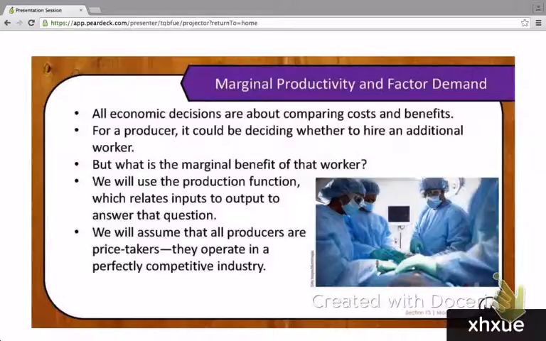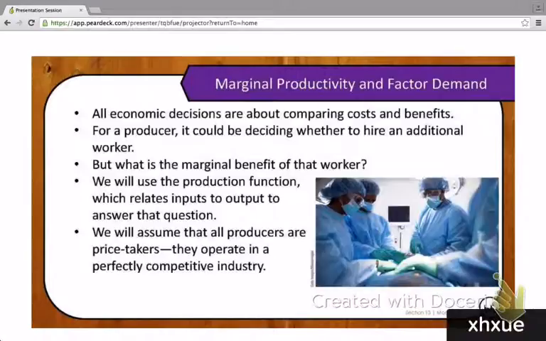Now, in Module 54, we learned about production functions and how marginal product was computed from total product. Remember, all economic decisions are about comparing costs and benefits. So for a producer, it could be deciding whether to hire an additional worker. But what is the marginal benefit of that worker? If they hire that worker, what's the additional benefit they give to the employer?